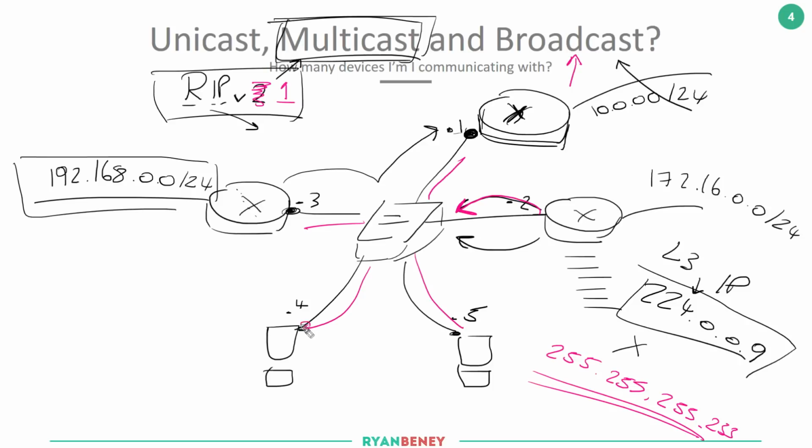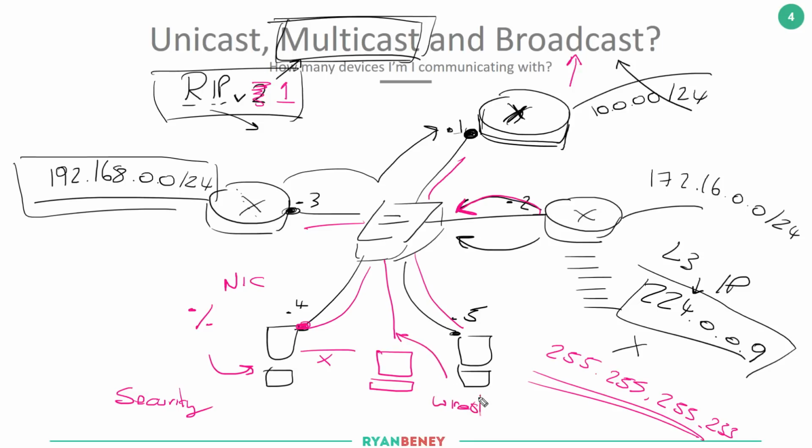This PC would have to accept that packet in, process that packet, realize it's not for the PC, and drop it. The downside being a few reasons. One, we're using utilization of the NIC card of this PC, processing packets that are not relevant. Two, it's a big security concern. If there is a rogue PC plugged into this particular network and running something like Wireshark, he or she will be able to capture traffic or essentially routing updates from your router and then know what particular routes exist on your network.